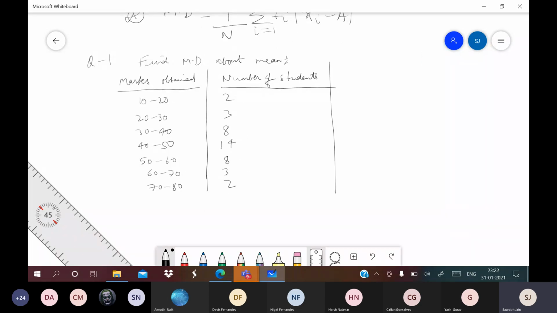See, number of students means frequency, right? And I told you that xi's are the mid values of the class. So for the class 10 to 20, what is the mid value? The mid value is 15. How do you calculate the mid value? First and last value upon 2, 10 plus 20 by 2. Or just by the pattern you can see the mid value will be 15. In this way these are the mid values.